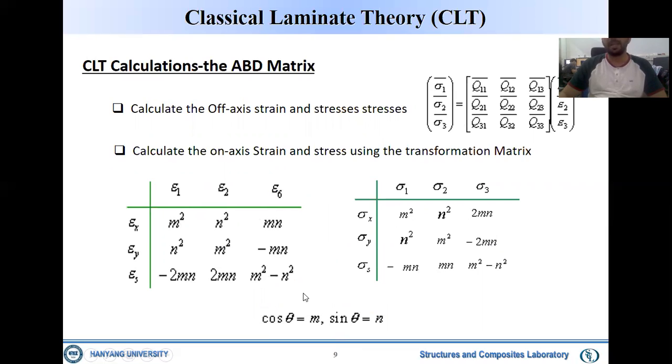Here M and N can be defined as follows: M is simply cos theta, where theta is the fiber angle.